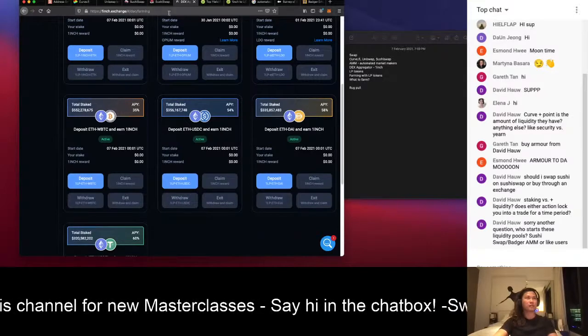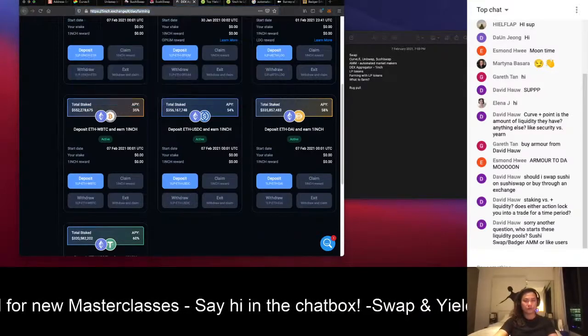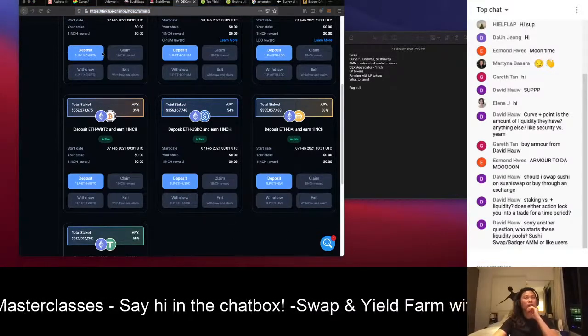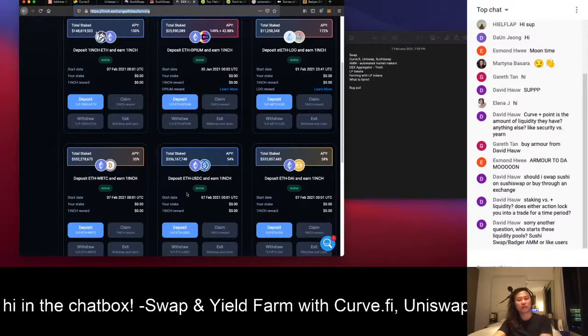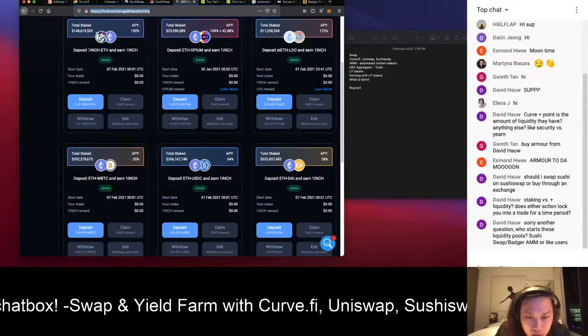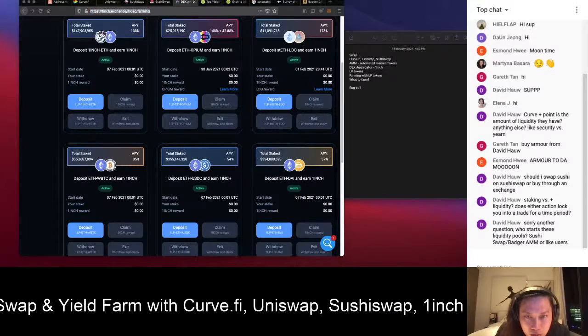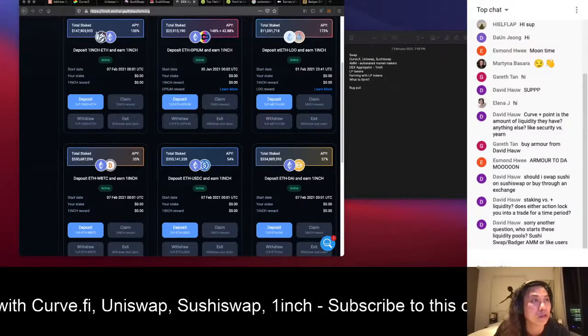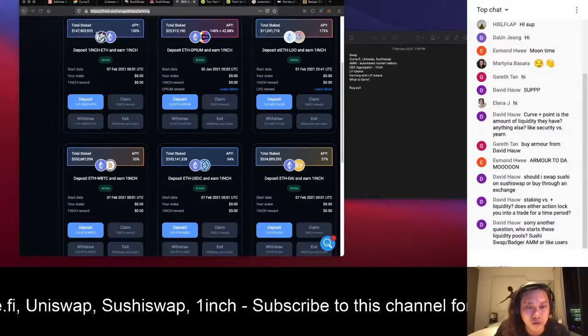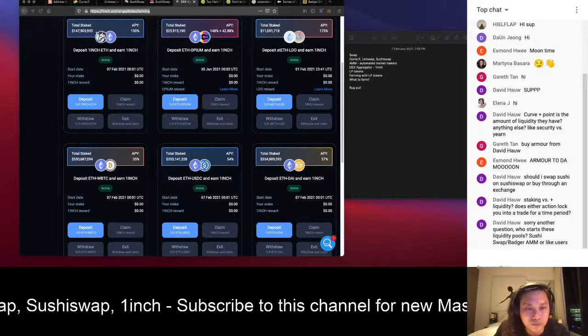All right. So once you deposit, most of the time they allow you to easily claim. You click the claim button, you can claim. Then if you want to withdraw, you can withdraw, so on and so forth.